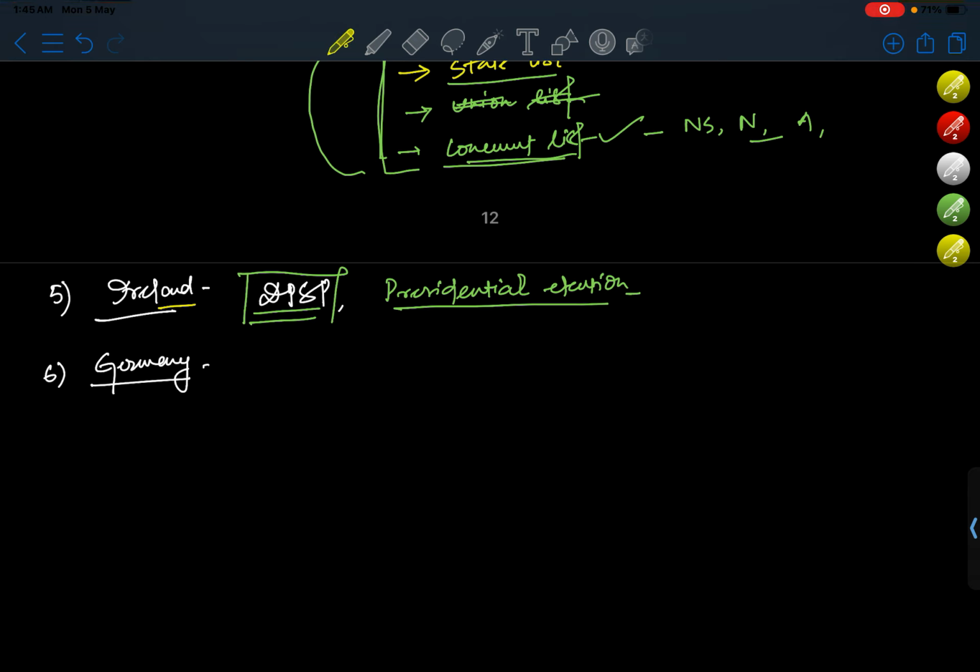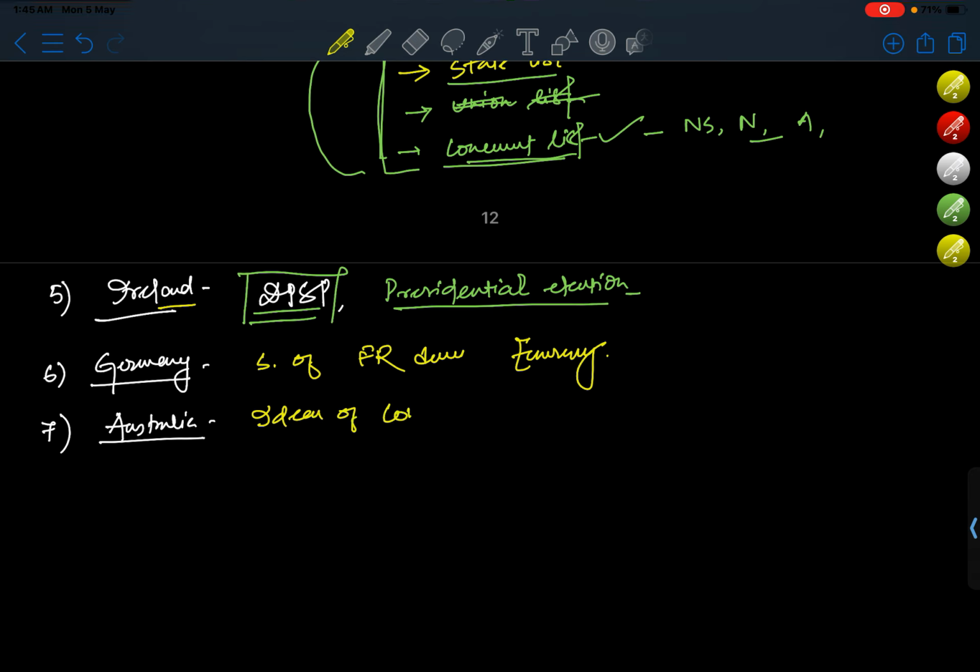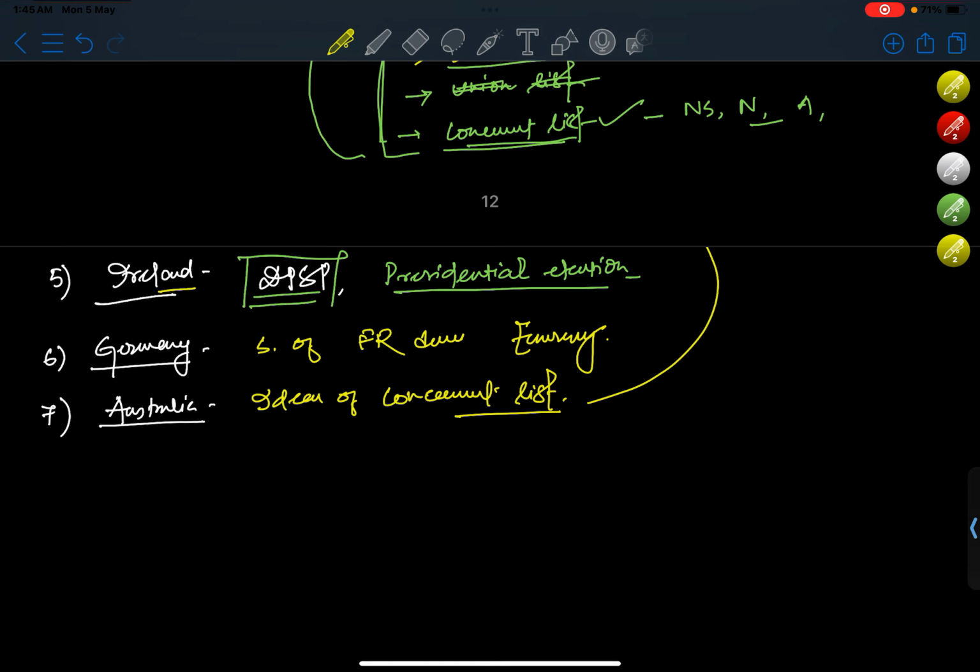From Germany, suspension of fundamental rights during emergency. Next, Australia. From Australia, the idea of concurrent list. Okay, this idea of concurrent list has been taken from Australia. Next, South Africa.